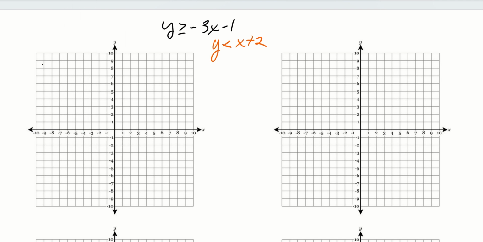So I'm going to graph y is equal to negative 3x minus 1. I know that my y-intercept is (0, negative 1), so I'll put a point there. And I know that my slope is negative 3, so I'm going to go down 3 over 1. I'll do one more, down 3 over 1. And then I'm going to draw in a solid line because it's y is greater than or equal to.